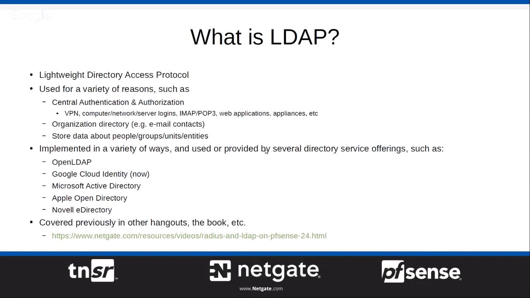So we have covered this previously. As I mentioned, there's a link here to our previous Radius and LDAP Hangout, the one we did for pfSense 2.4. At the end of the presentation, we'll have some more links, like to the book chapter on authentication. We also did a Hangout on just the user manager and privileges, which might be handy for you as well, because we talk a little bit more about how the privilege system works. We're not going to get into that a whole lot today. We'll look at how to do group permissions, but we won't get too terribly deep into that.